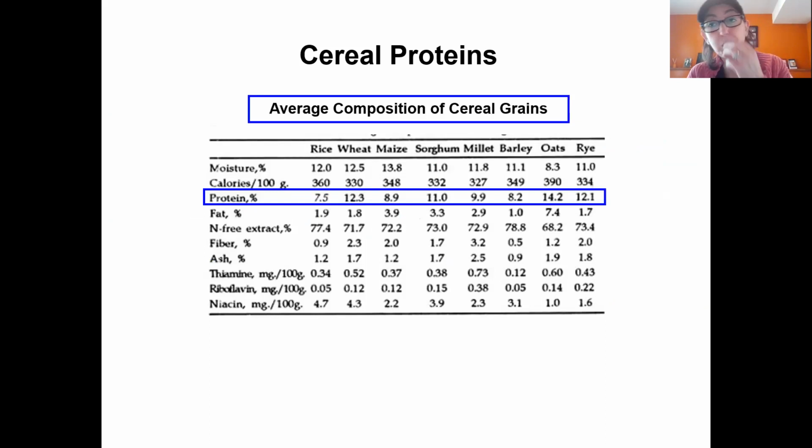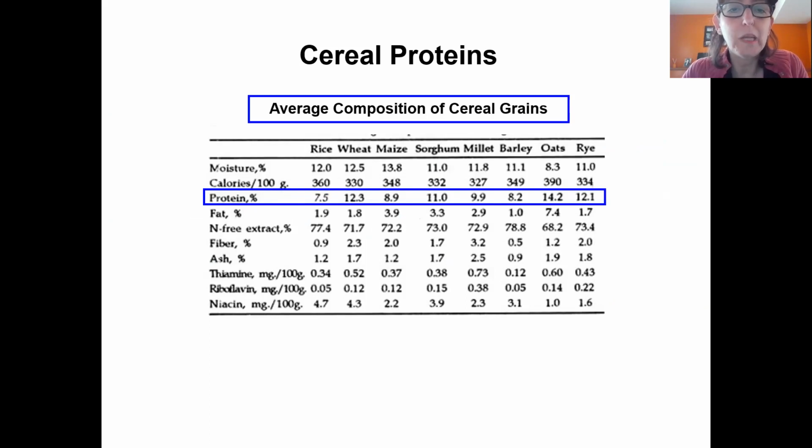So in terms of protein content, cereal is not that great. You don't have that much protein in the flour. It ranges between 7 and 14, 15%. Depending on the variety, you might get a little higher than that, but in a normal situation it won't exceed 20%.